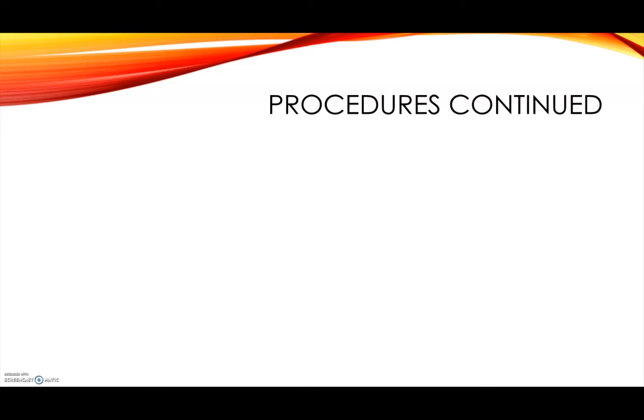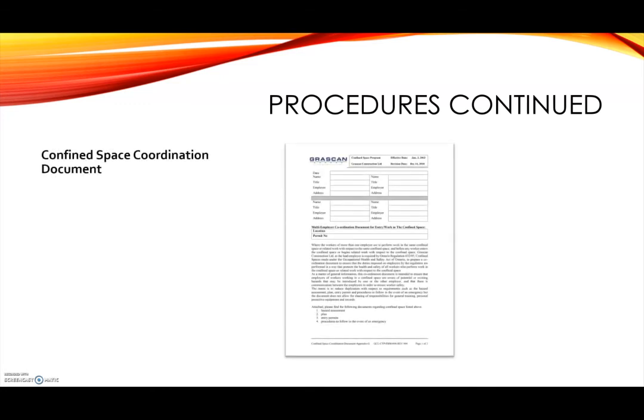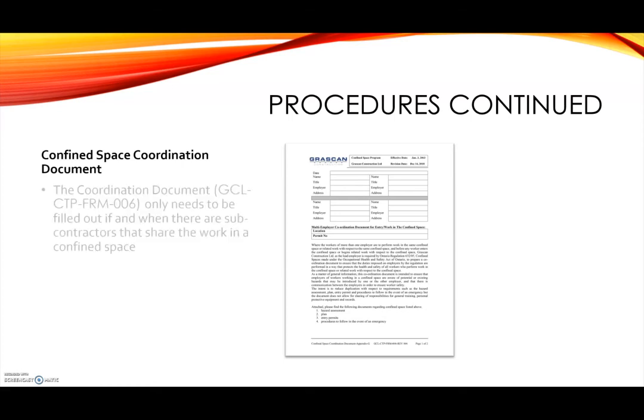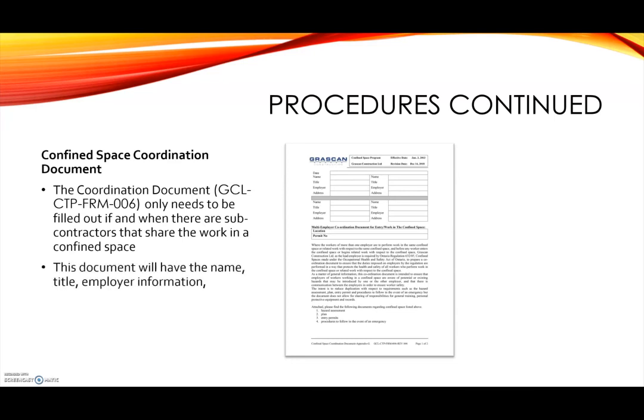Procedures continued. Confined space coordination document. The coordination document only needs to be filled out if and when there are subcontractors that share the work in a confined space. This document will have the name, title, employer information, as well as pertinent information such as location and permit number.